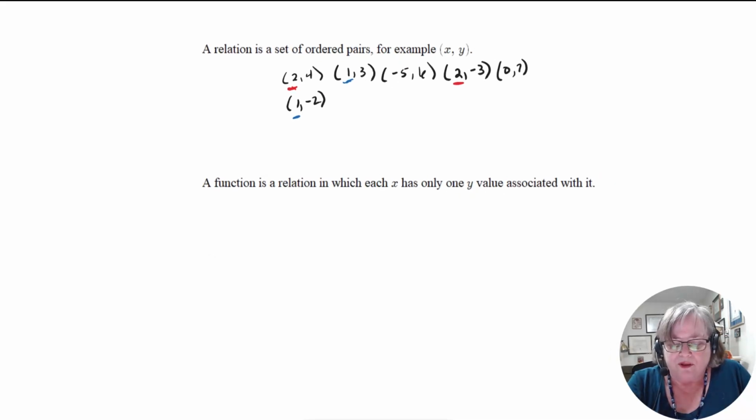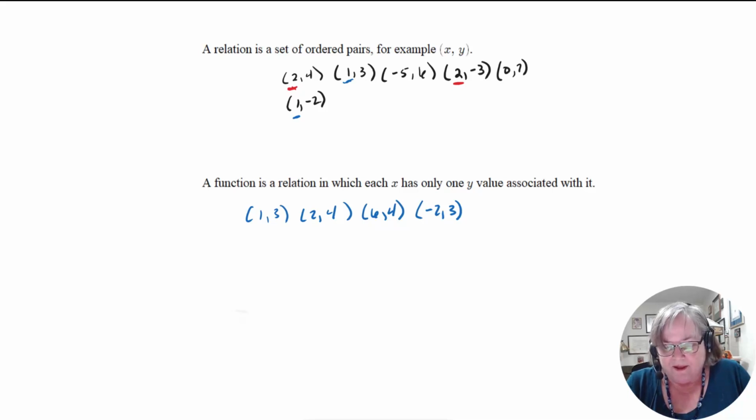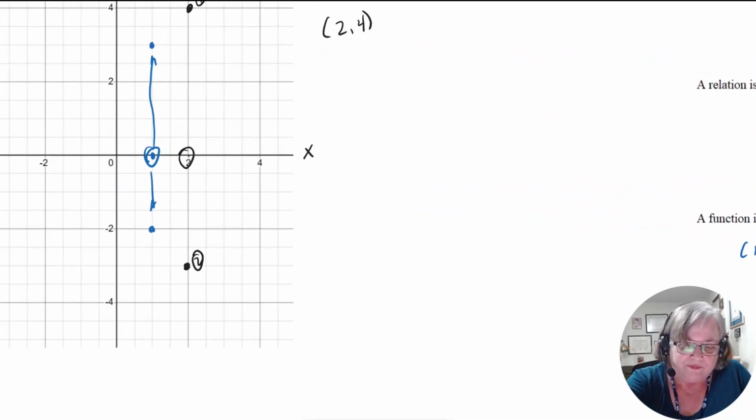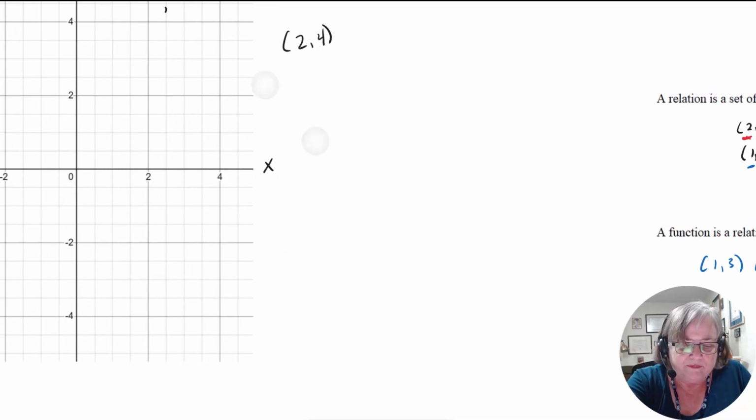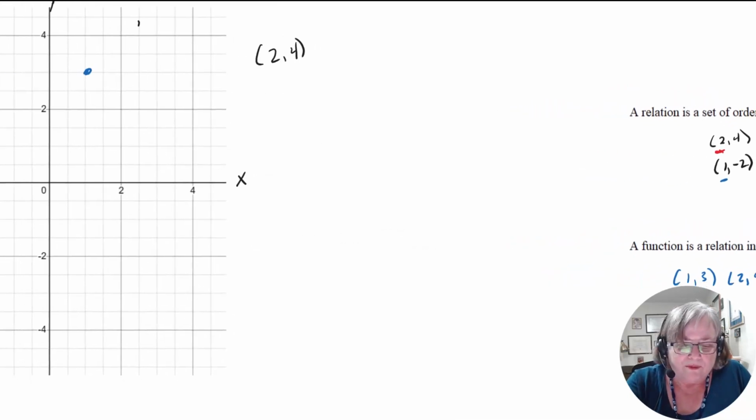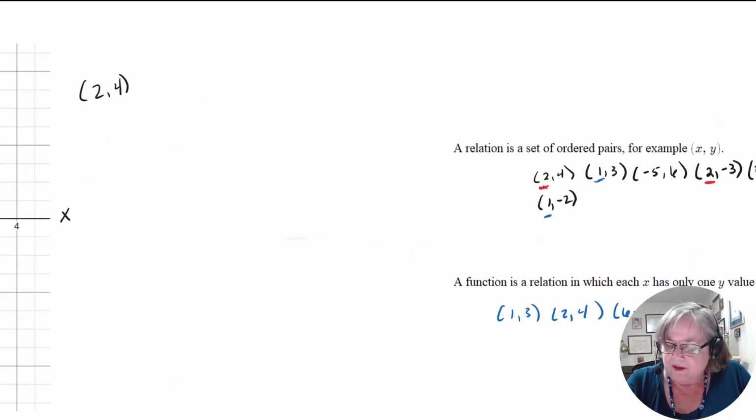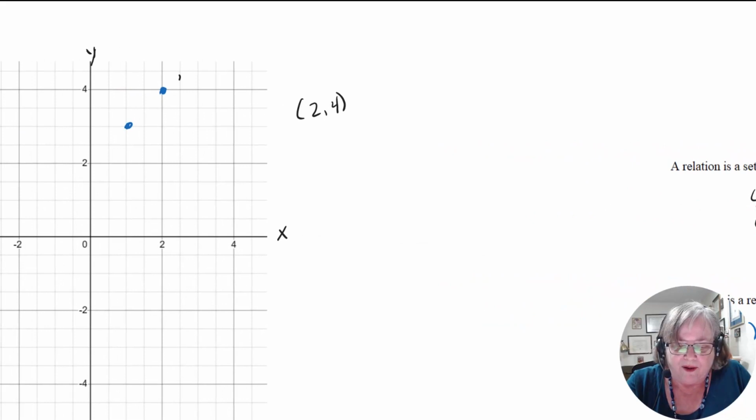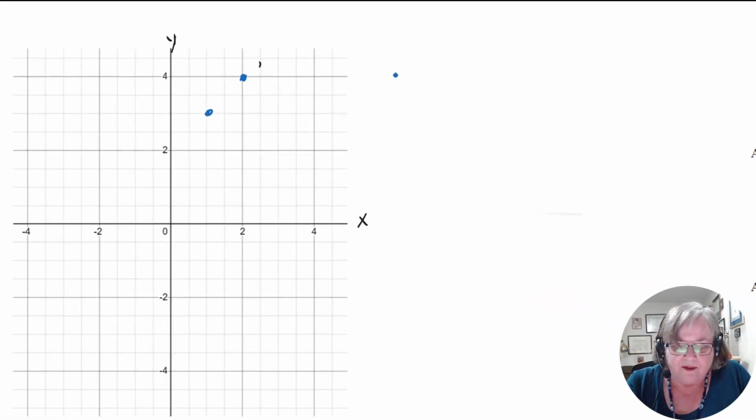So for it to be a function, you would just have (1, 3), (2, 4), (6, 4). Now, you could have 6 and 4. You could have (-2, 3). So duplicated y's are okay, but they have to be associated with different x's. So that if you looked at these, you have (1, 3), (2, 4), (6, 4). 6 would be way out here, and 4. And (-2, 3).